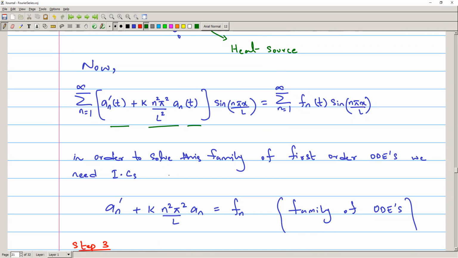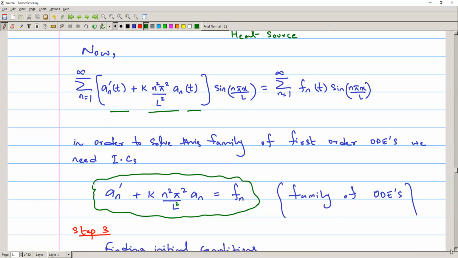So for initial conditions, we will move to step 3, and the ODEs will be given by this equation, right? This will be the equation. So for A1, it will be A1 prime plus K pi squared over L times A1 is equal to F1. And for A2, it will be A2 prime plus K 2 squared pi squared over L times A2. This is L squared, in fact, right?